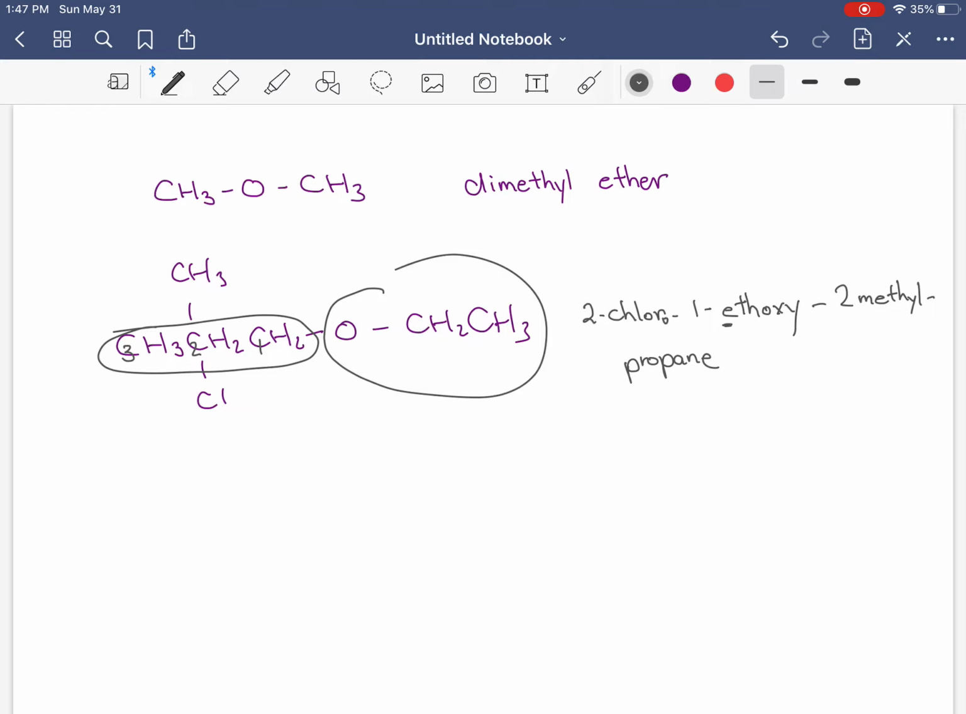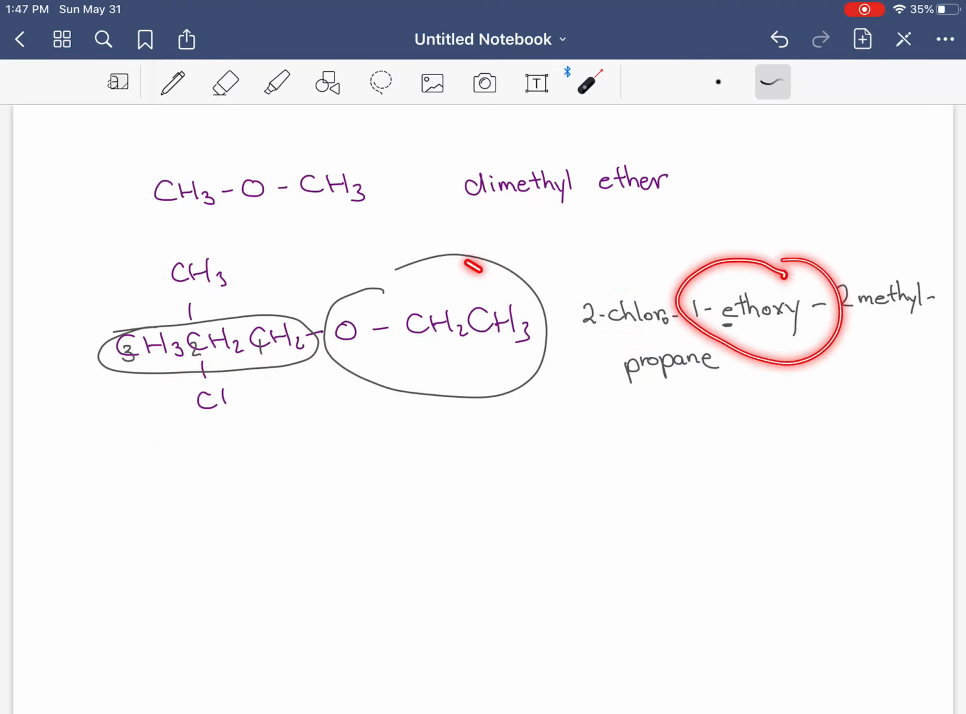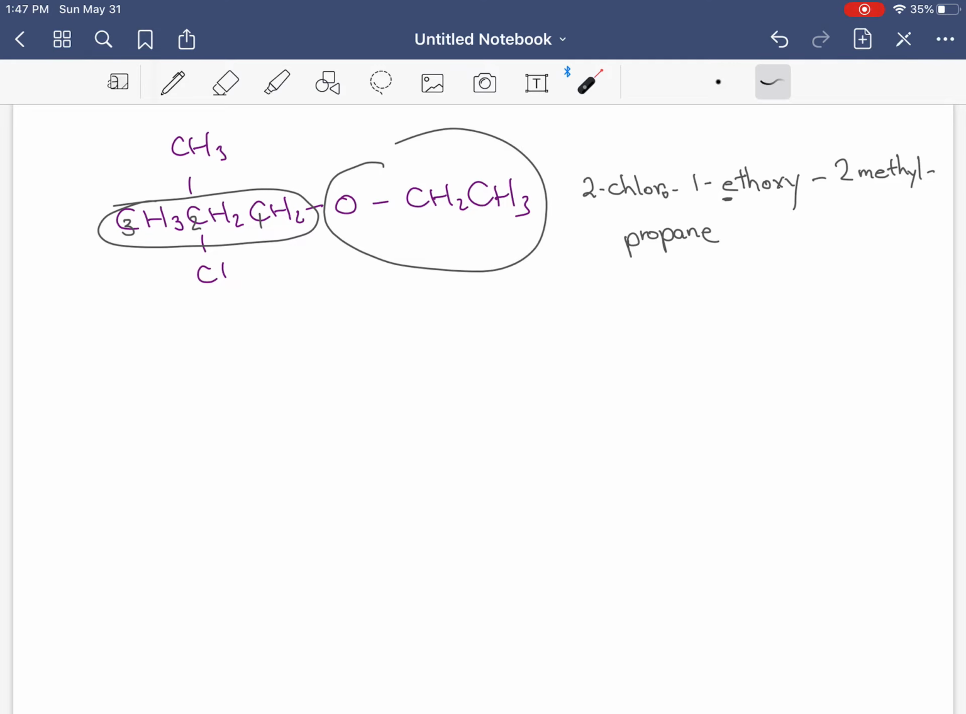So, oh, there's an O here. So the 2-chloro, you're looking at this guy. 1-ethoxy, you're looking at this whole thing. 2-methyl, right here, of course, propane is based on the 3-carbon chain molecule.